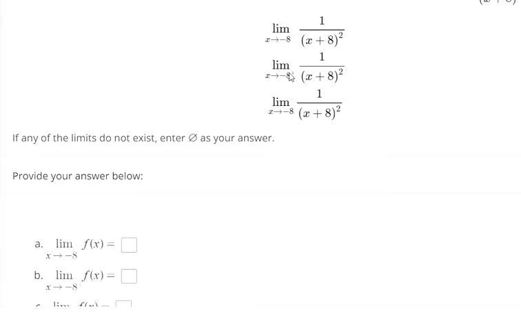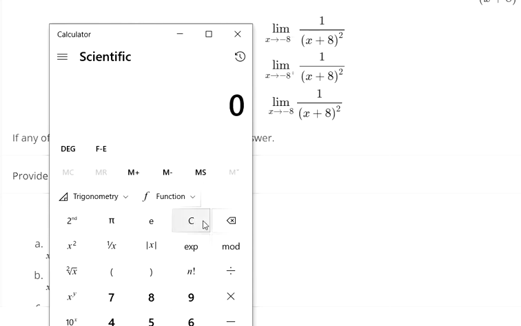So the first limit they want us to do is x approaches -8 from the left. So think of a number that's slightly less than -8, -8.001. Right, that's a little bit less than -8. So that's something you could plug in. -8.001 plus 8 is -0.001.